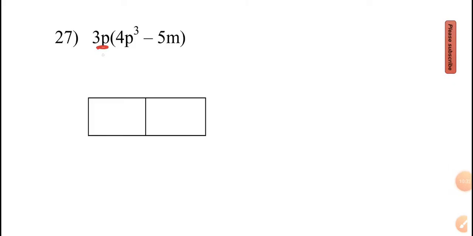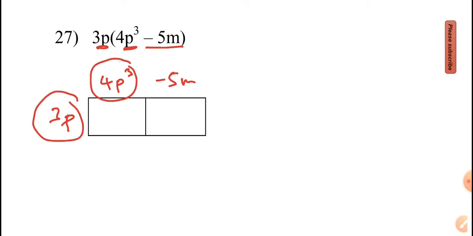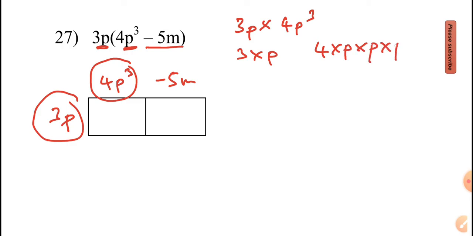Question 27, because I can see 3p there, so I copy down 3p here, then 4p cubed, so 4p cubed at the top, and then minus 5m is in the bracket, so minus 5m at the top here. The first thing I have to do is 3p times 4p cubed, so we're doing 3p times 4p cubed. So 3p means 3 times p, and 4p cubed means 4 times p times p times p, and because there's a times sign there, just put times sign there.